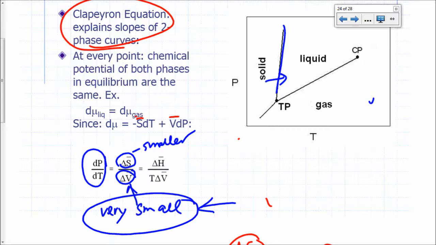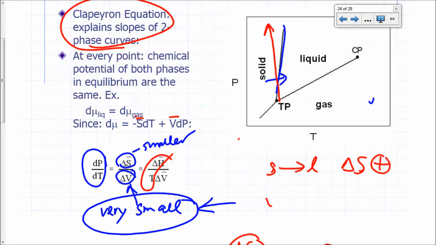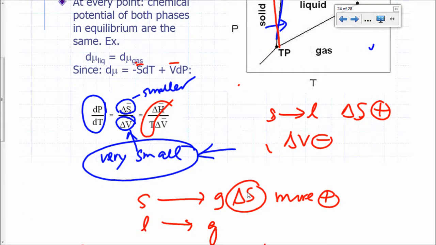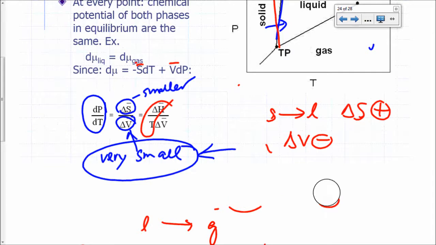Now, how can your slope for water be leaning the other way? Why would you have a negative slope? Well, solid to liquid, we still know that that's going to have a positive delta S, right? Delta H for that is positive also. So the only way it could make it negative is if delta V is negative. And in fact, that is the case for water. So water is an exception, okay? Typical delta V would be positive. Going from solid to liquid, typically the volume expands.